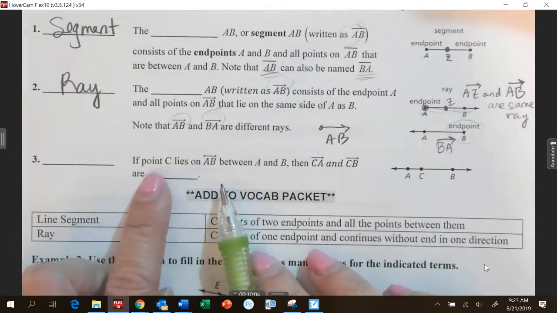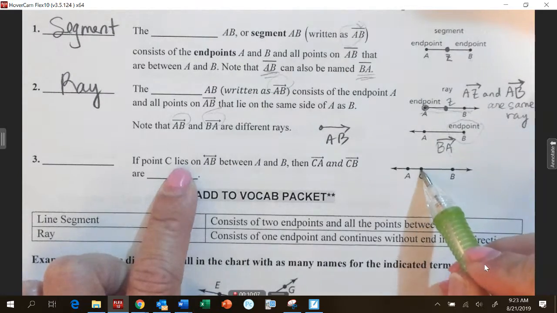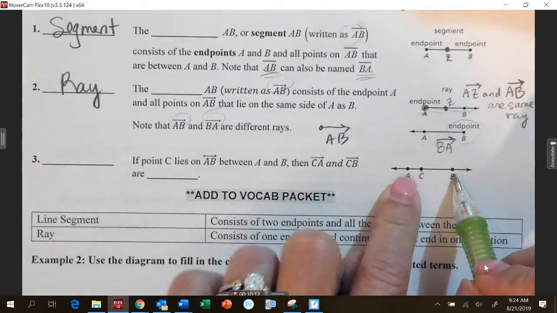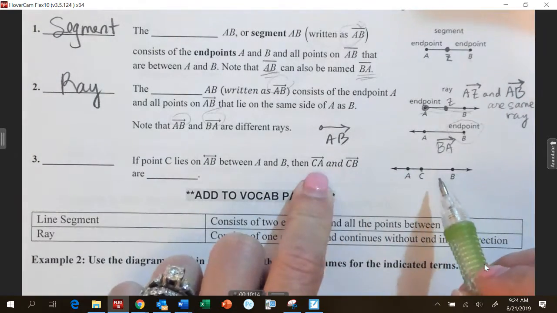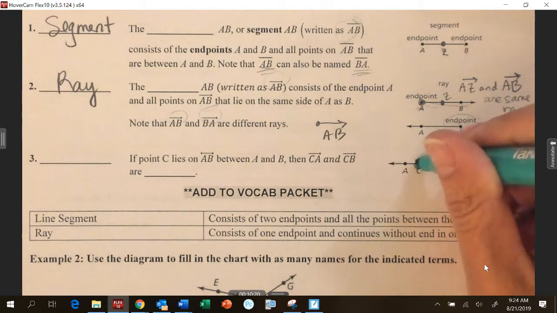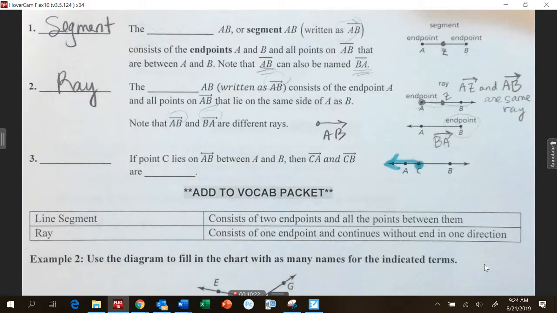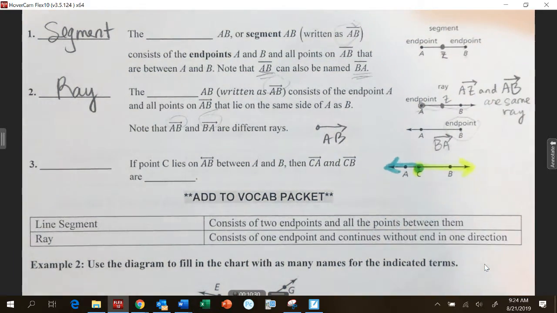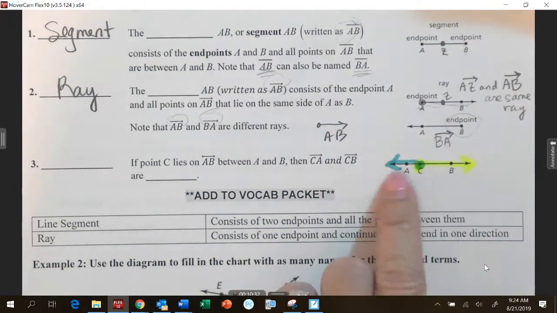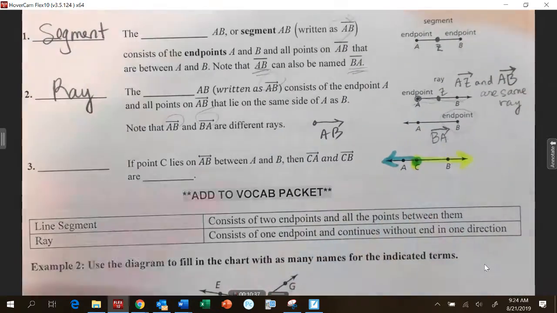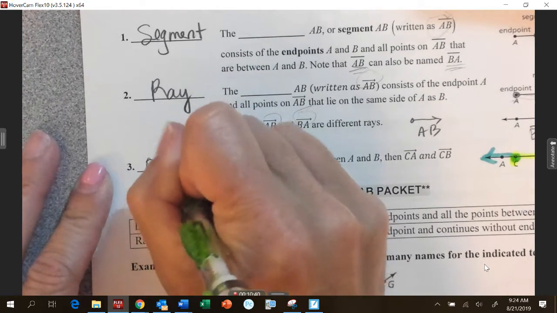Okay, and then the last one is point C lies on the line AB. If point C is on a line with AB, if they are collinear, then we have two rays. We have CA, which I have different colors I can highlight and show you. I've got CA, and then I have CB. CA and CB, and together these make a line. If you have two rays that share the same endpoint and go opposite directions, they're called opposite rays.